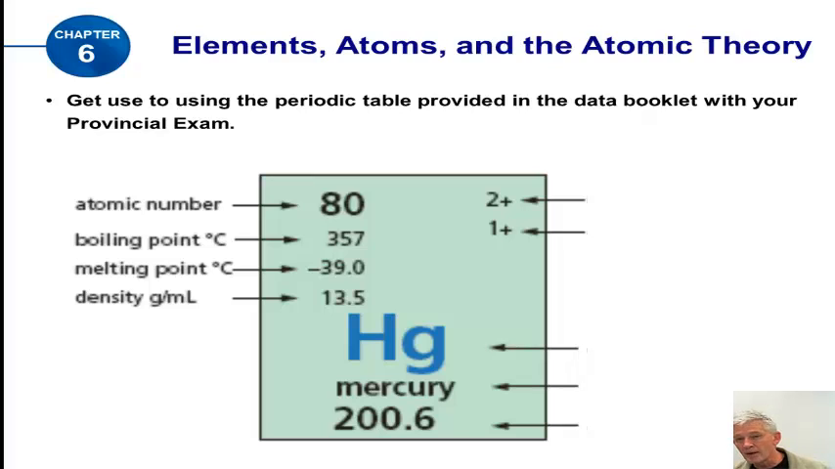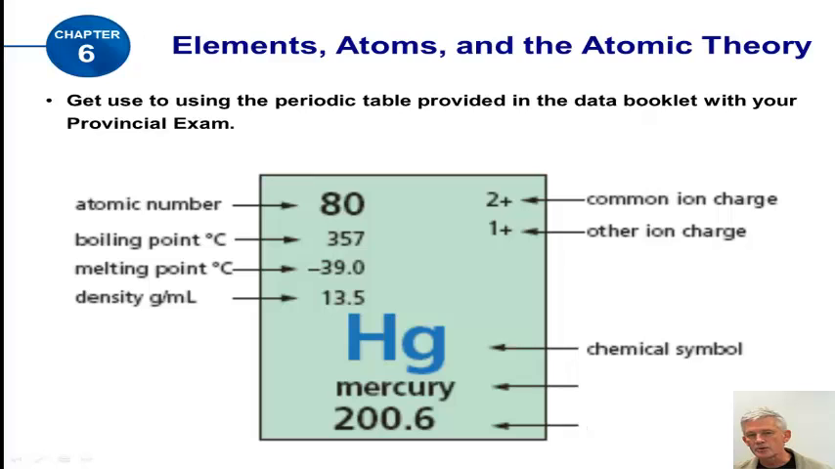When you write compounds, formulas, you really need to know the common ion charge. The most common one is usually on the top. Then there's a lesser common charge. More to be said again about that. Chemical symbol, the name, and then down at the bottom, notice the atomic mass.